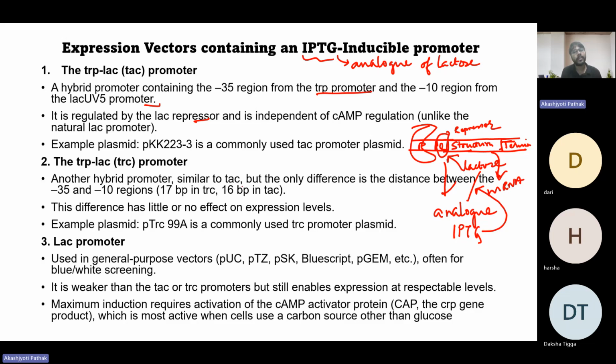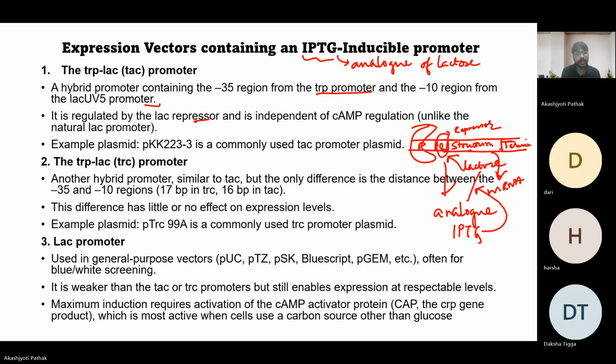Now, another hybrid promoter similar to TAC, but the only difference is the distance between the -35 and -10 regions. So 17 base pairs in TRC, 16 base pairs in TAC. Okay. So you see there is a TRP promoter and a lac UV5 promoter which have been fused together, giving us the TAC promoter. Also in the TRC promoter you have the TRP promoter and the lac UV5 promoter, but the distance between these two is different.